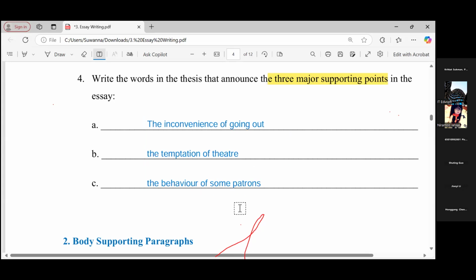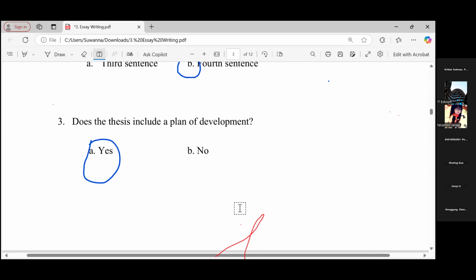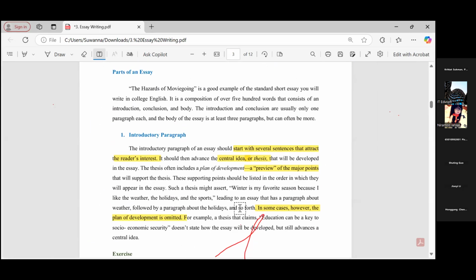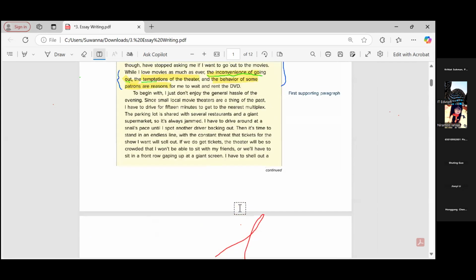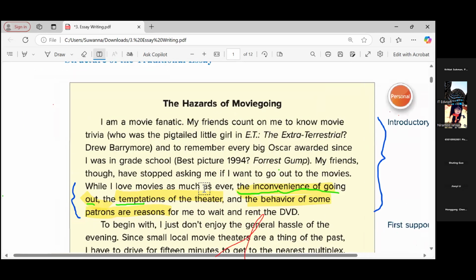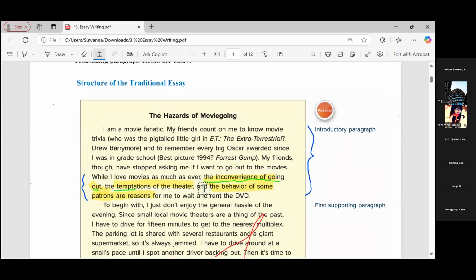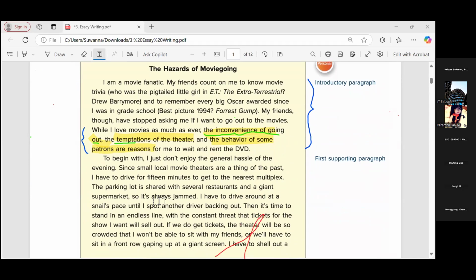Right, that's it. So from these plans of development in the thesis, it is clear that you will have an idea of what the essay is going to be about, right? So guys, can I just go back to the sample? You see, this is again the thesis statement of this essay, right? So it gives you an idea of what this essay will be discussing.